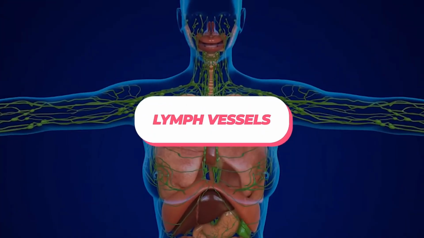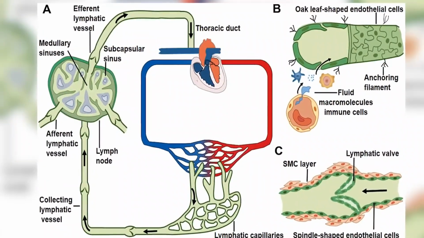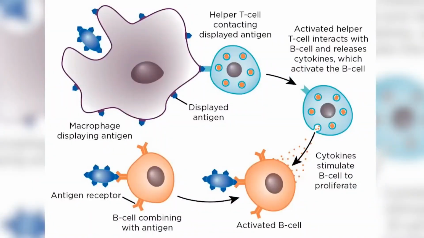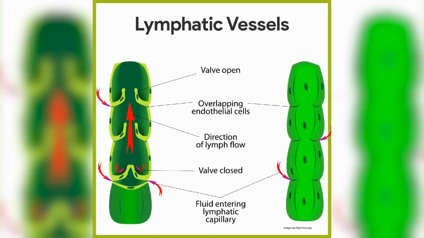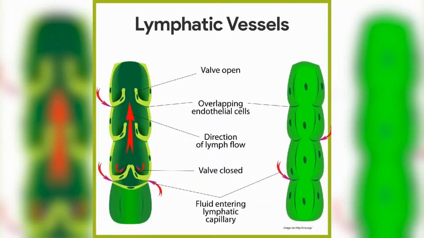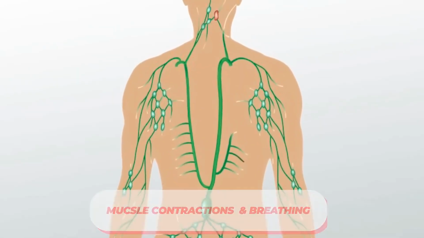Lymph vessels. The lymph vessels are a network of thin-walled vessels that run parallel to the circulatory system. They transport a clear, watery fluid called lymph, which contains immune cells and waste products from the body's tissues. The lymph vessels have one-way valves that help to prevent the backflow of lymph and rely on muscle contractions and breathing to move the lymph through the vessels.